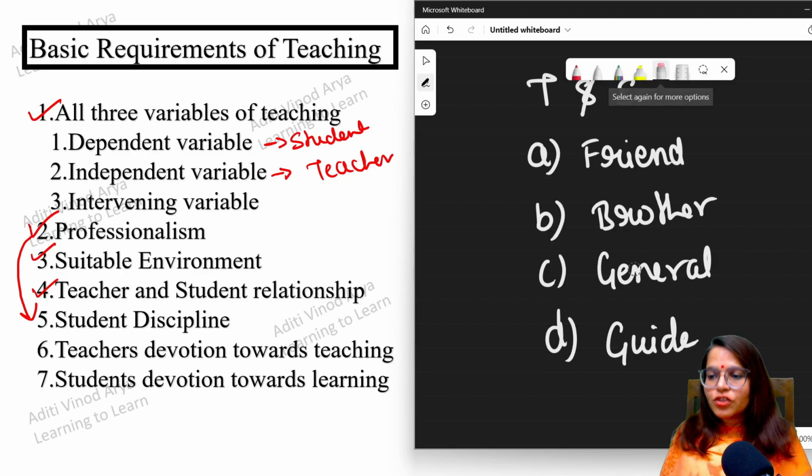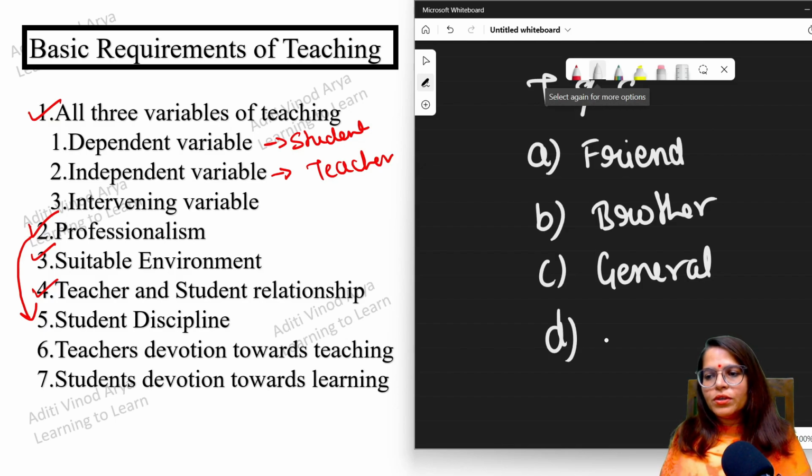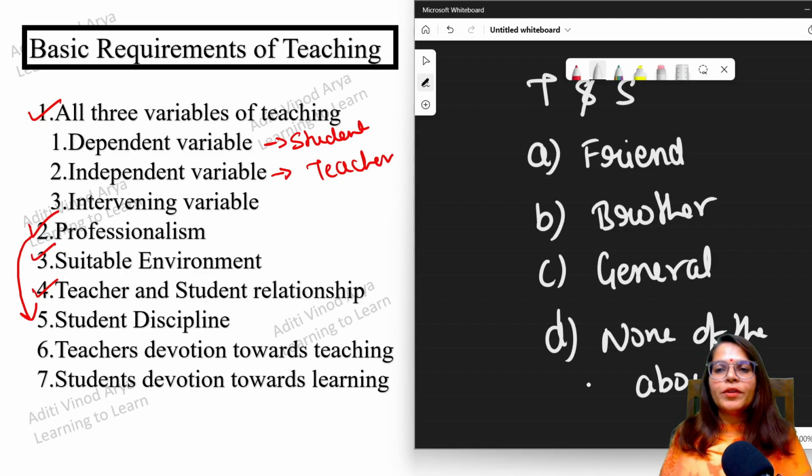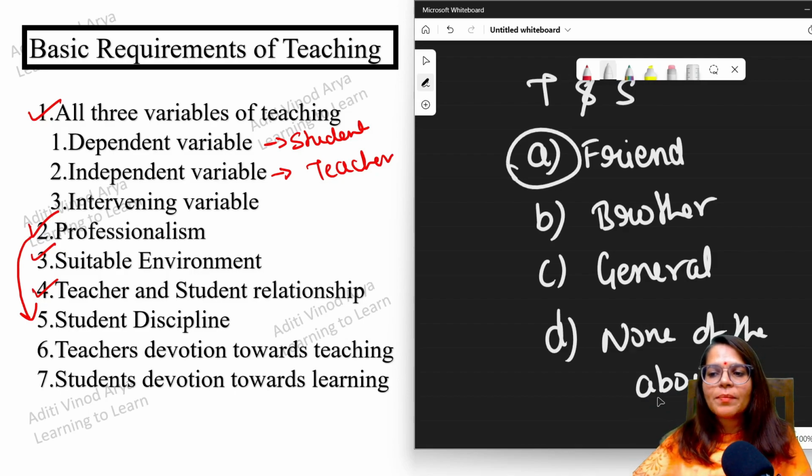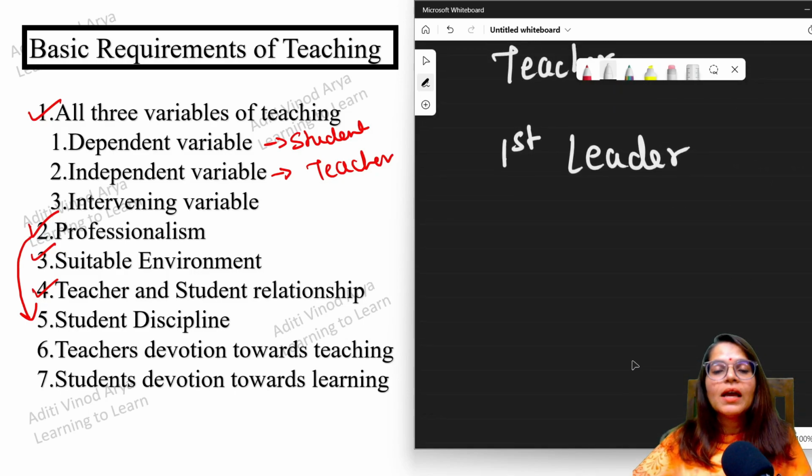And suppose I change it again, and I now put the option as none of the above. What would be the most appropriate answer? It would be a friend. So if you are able to understand this, I have changed the options 3 times, and during these 3 times the answer completely changed. So how or why did this happen, I'll tell you.